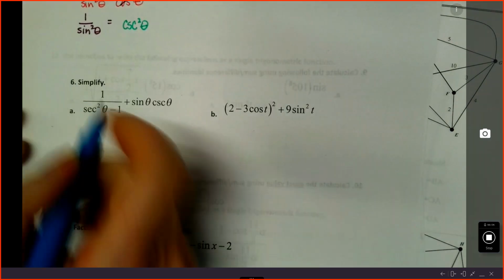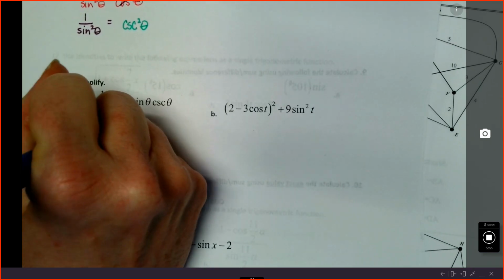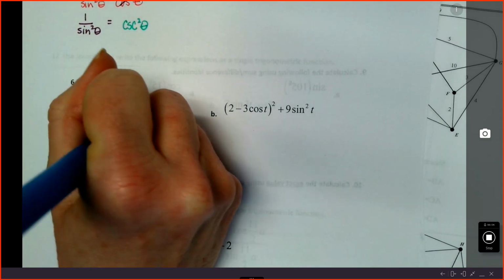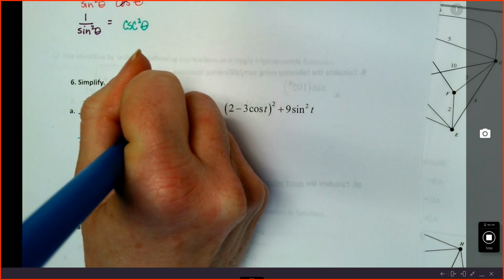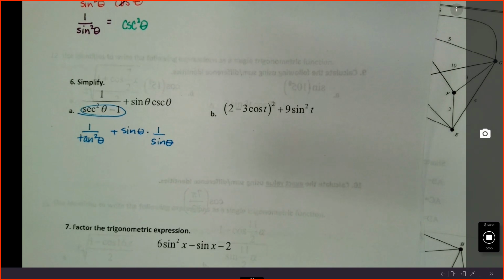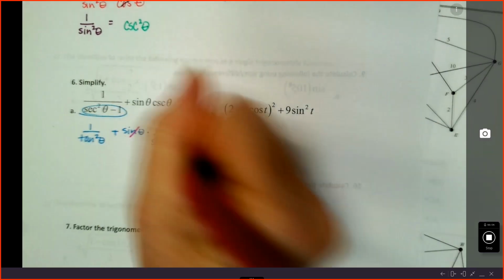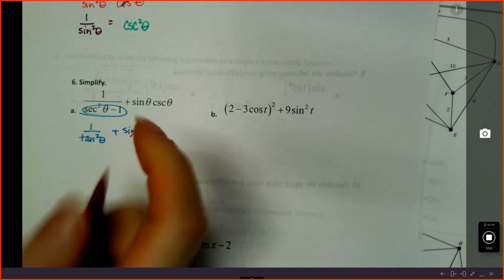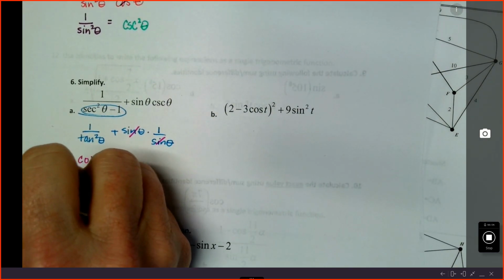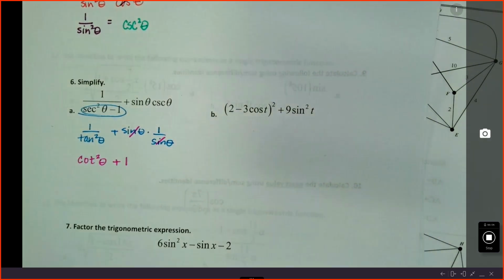So that means I can take this out and replace it with tangent squared. So that's 1 over tangent squared theta plus sine theta, 1 over sine theta. So I rewrote cosecant as well. Then over here, the sine and the sine becomes 1, and this is cotangent squared theta plus 1, which is like cosecant squared.